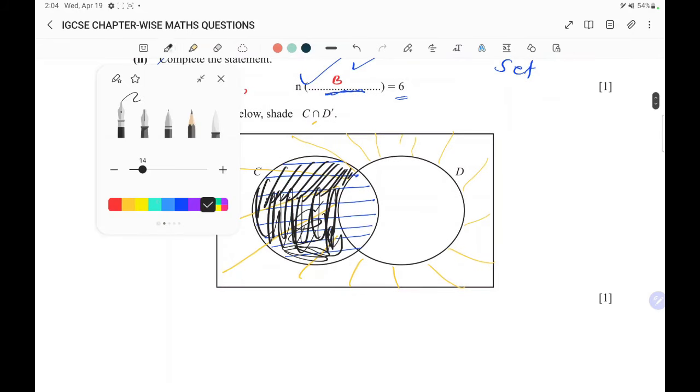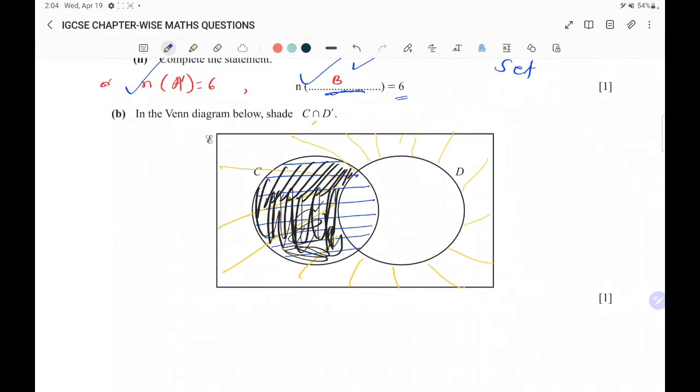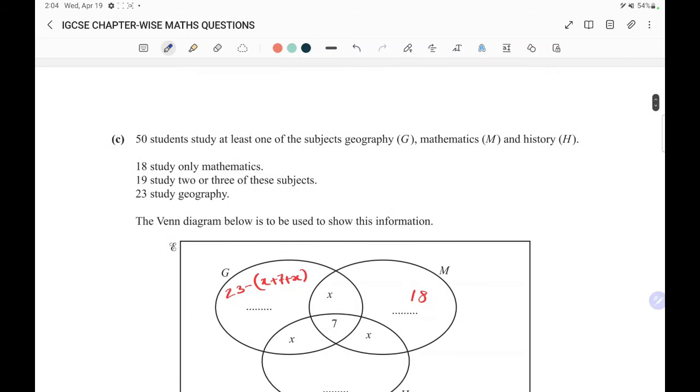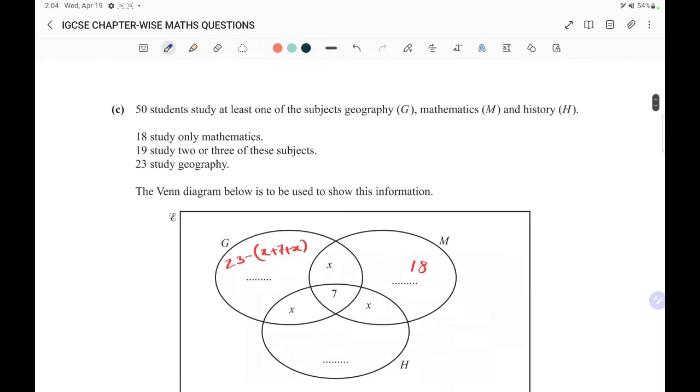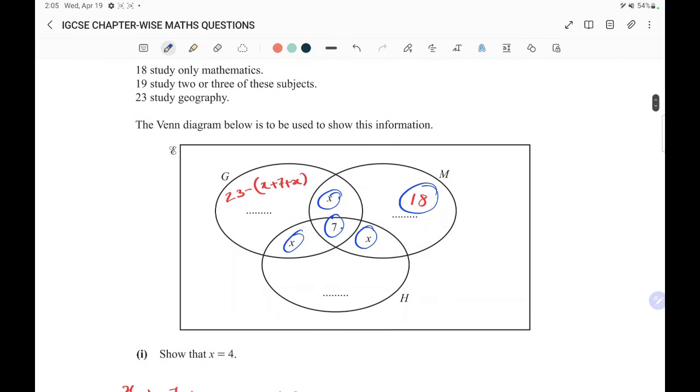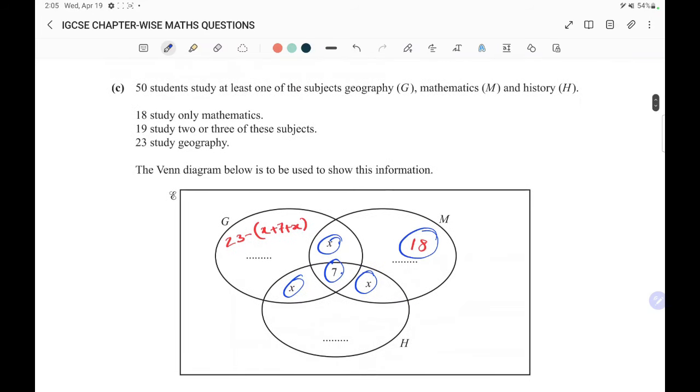Got it? Now come to our next question. 50 students study at least one of these subjects: geography, mathematics, or history. 18 study only mathematics, which is here. 19 study 2 or 3 of these subjects. So 2 is this and 3 is this. So this plus this plus this plus this should be 19. And 23 study geography. So this whole is 23.